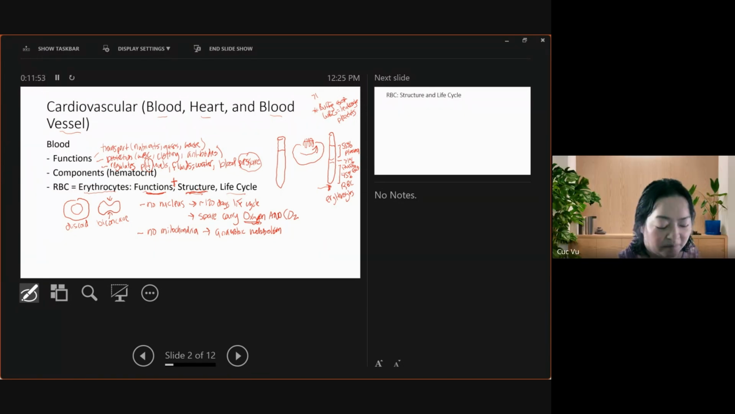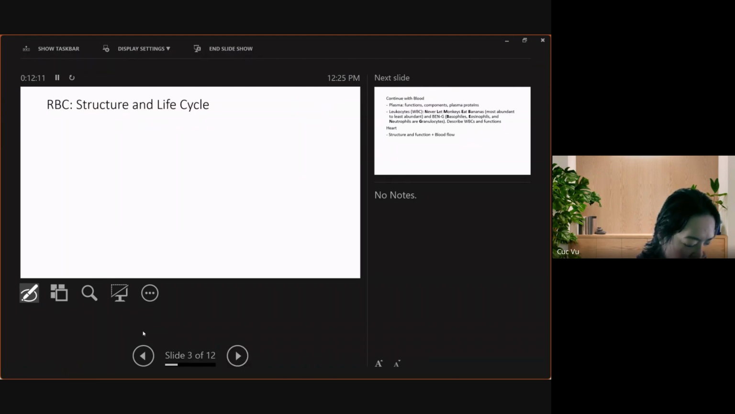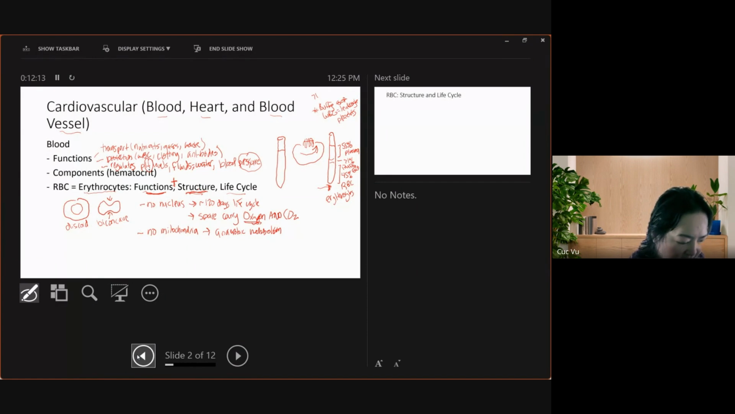So that's why it wouldn't have mitochondria, because the purpose of a red blood cell is to transfer the oxygen, not to use it. Okay? All right, so no nucleus, no mitochondria, it's biconcave, it's discoid. Okay, so we're good so far. Next. Oh, I'm sorry. Questions before I move on?